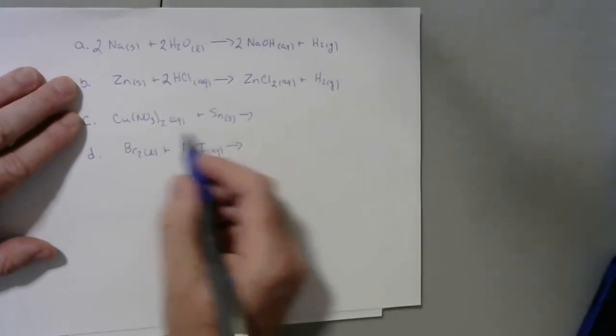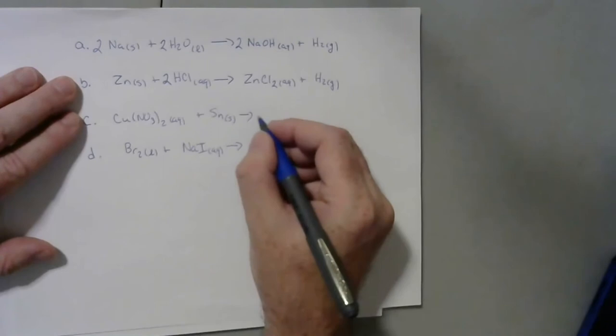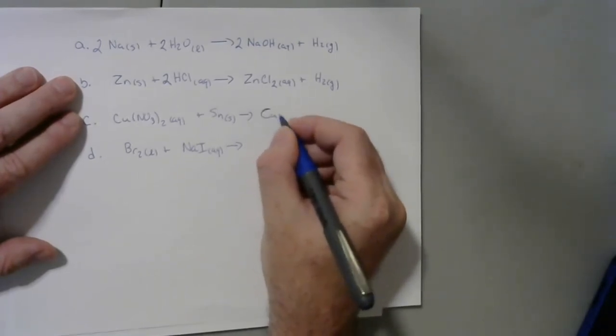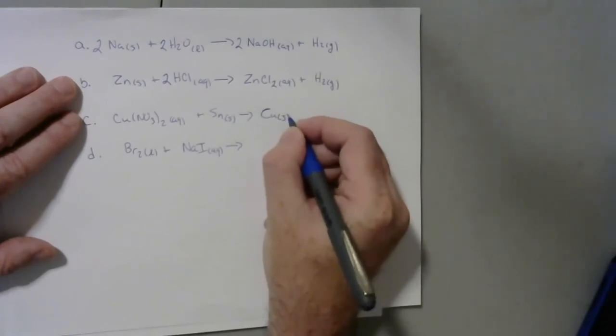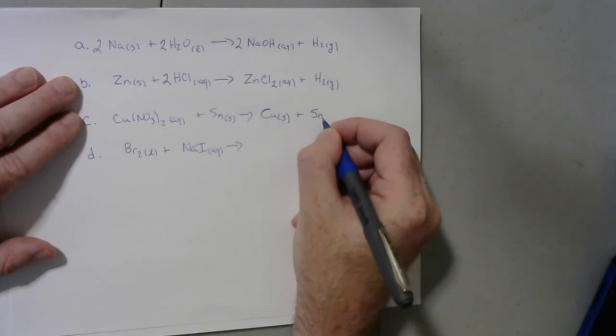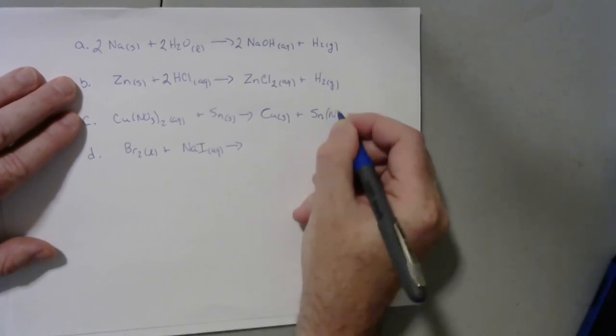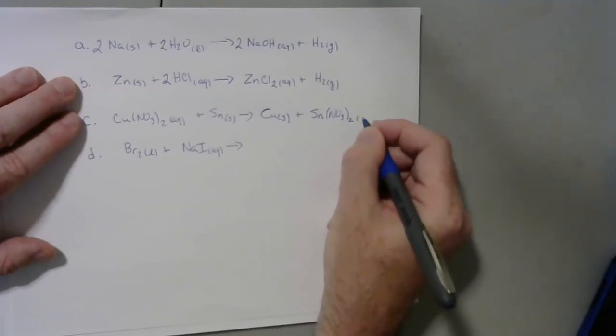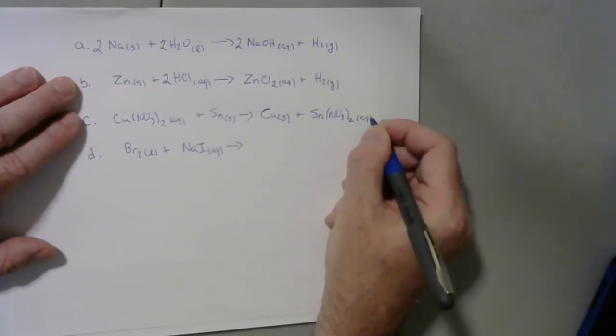Now these two are going to swap metals, so you're going to get Cu metal by itself plus SnNO3, and we'll say it forms a 10-2 instead of a 10-4, which it does.